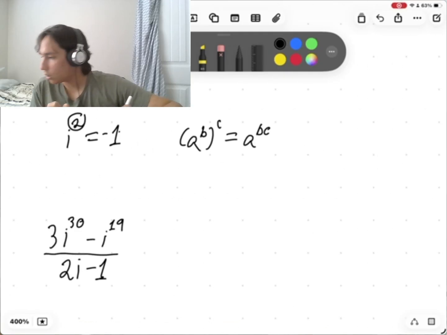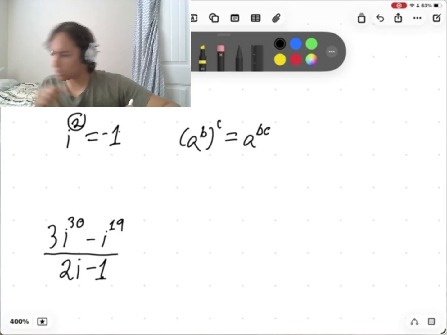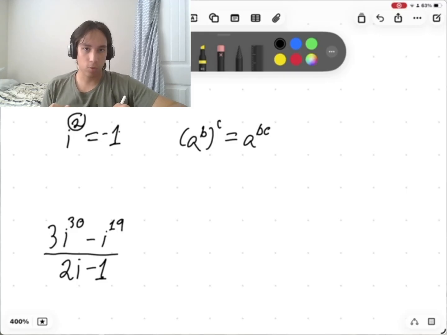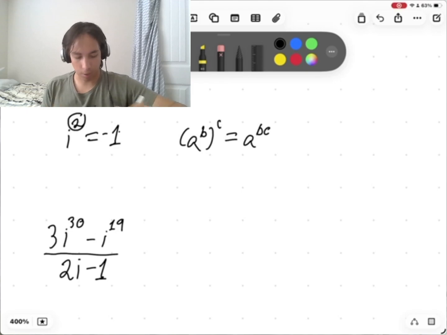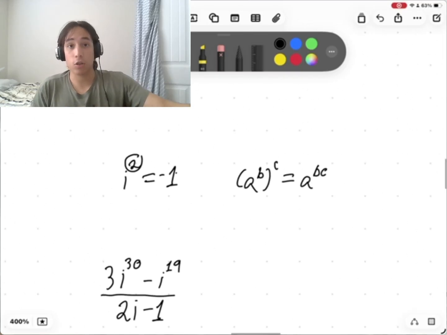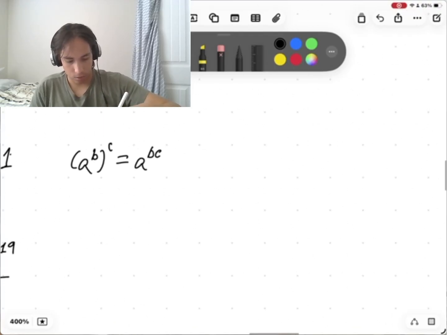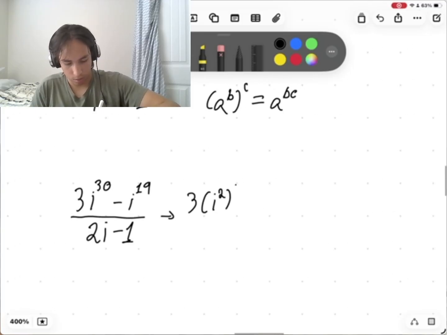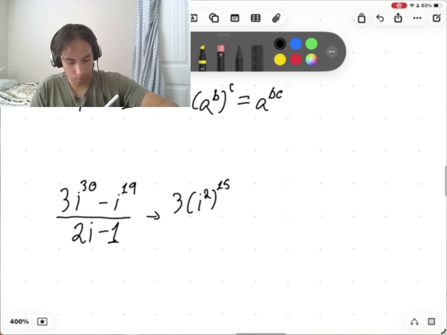So is it 19 or 18? Yeah, it's a 19. Would have been nicer if it was an 18, but we'll find a way. We'll work around it. So what's 30 divided by 2? That's 15. So this can become 3 times i squared, to the 15th power.